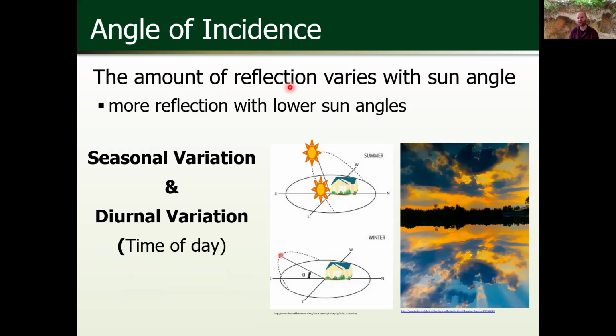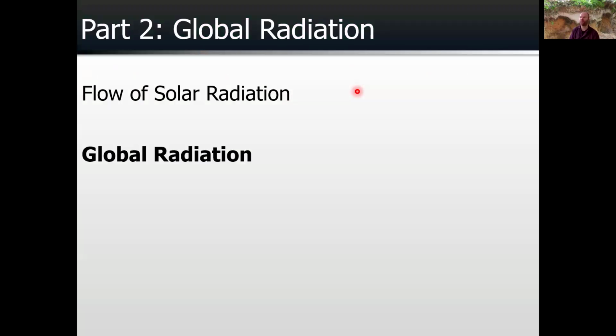Over the course of the day, the sun angle in the middle of the day is the highest point the sun will reach, and by the end of the day, that sun angle is much lower. So this angle of incidence has a great effect on the relative amount of reflection by Earth's surface.